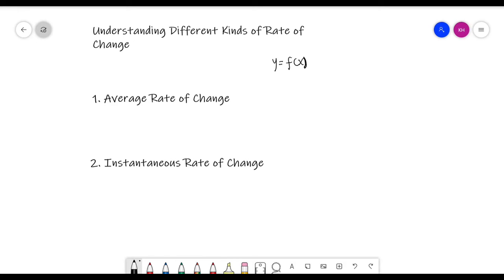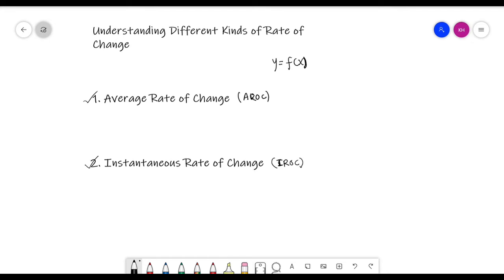Now, moving on to the kinds of rate of change, there are basically two different kinds. Number one is what we call the average rate of change, and in short, I'm going to just denote it with AROC, because I don't really want to write average rate of change, the whole thing every time. And number two is what we call instantaneous rate of change, and in short, we're going to call it IROC. So AROC and IROC, these are the two different kinds of rate of change that we're going to deal with.